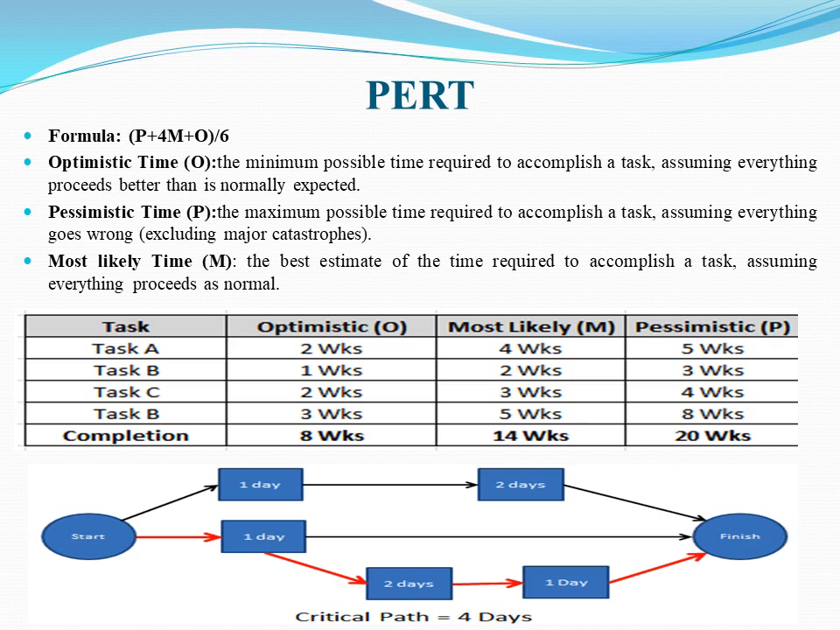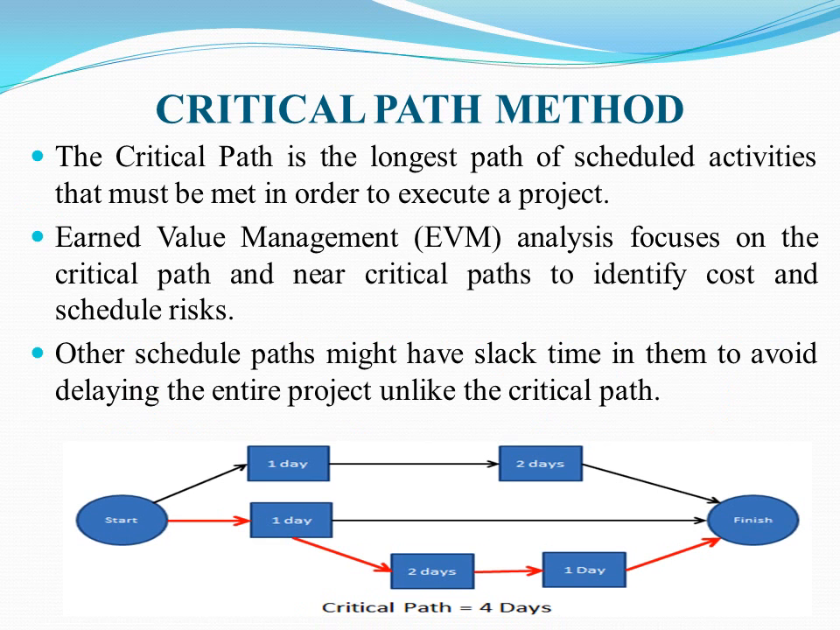Task D: optimistic 3 weeks, most likely 5 weeks, pessimistic 8 weeks, and you can see that by critical path method it comes to 4 days. Here critical path is the longest way. You see that start, 1 day, 2 day, 1 day, then finish. So critical path is the longest way.